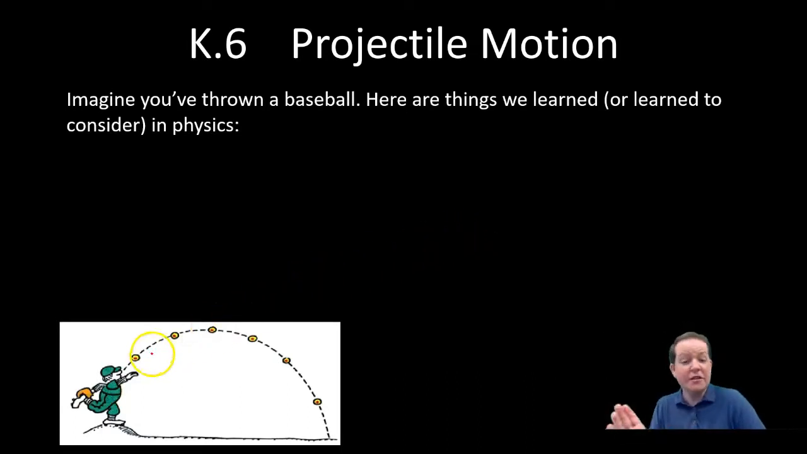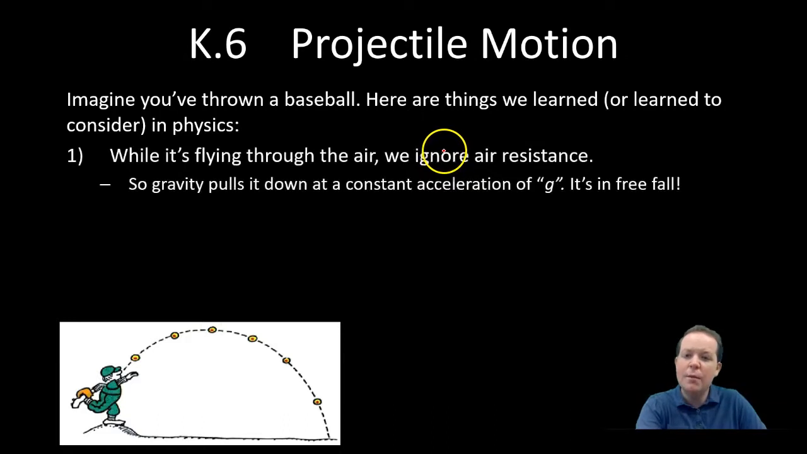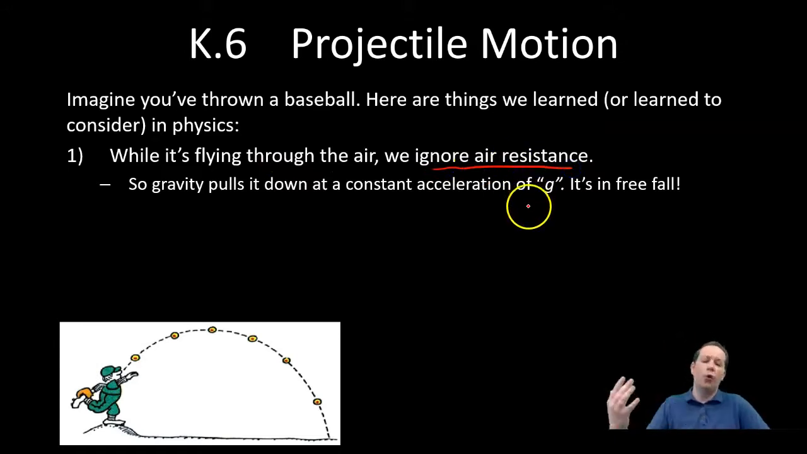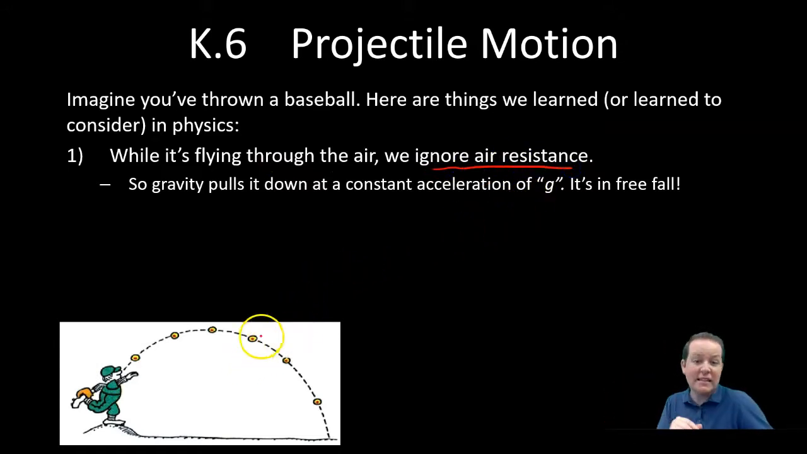Okay, here's another scenario, very similar. I'm throwing a baseball, or you're throwing a baseball, just through the air. What are some things that we've learned or some things that we've assumed about this kind of motion? Well, while it's flying through the air, we're ignoring air resistance. Even if we weren't, in real life, while there is some air resistance, it's pretty small on a baseball. There's not a huge noticeable effect on it. If you had something like a parachute, it'd be much more noticeable, but we're going to ignore it nonetheless.